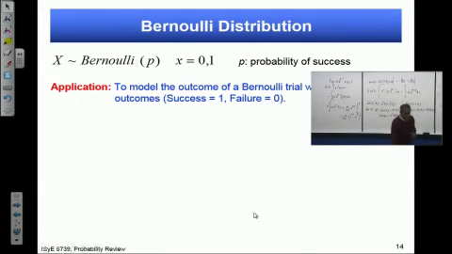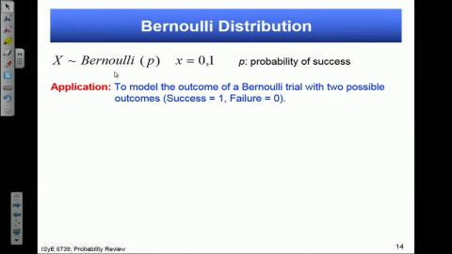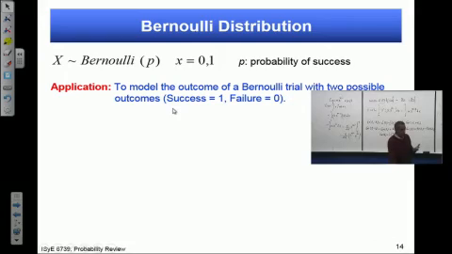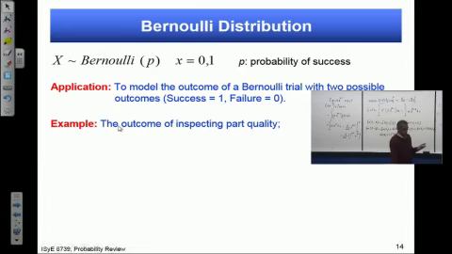The application of the Bernoulli distribution, as I said, is to model the outcome of a Bernoulli trial. We define one of the outcomes as success and the other one as failure. For example, we can say we bet on the tail, and tail would be success. Here is one example: the outcome of inspecting part quality. You have a part, you inspect that part, either it works or doesn't work, conforming or non-conforming.